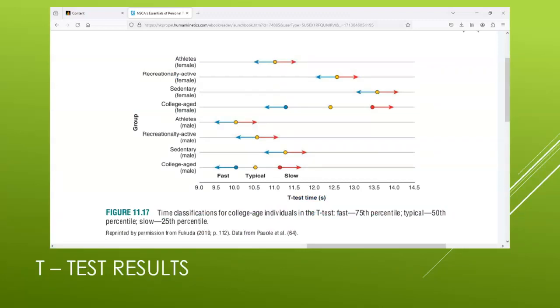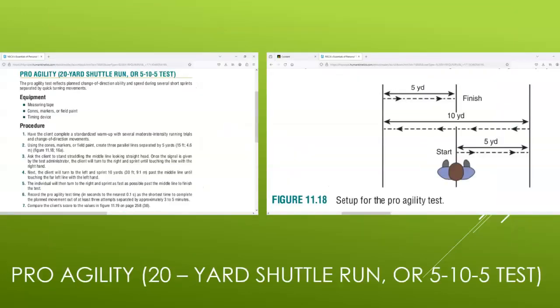Now, if we go ahead and switch up, pro agility. The pro agility is many times referred to either as a 20-yard shuttle or a 5-10-5, so named because you start in the middle and you sprint to the left 5 yards, you sprint to the right 10 yards, and you sprint back through this line for 5 yards, 5-10-5. So think of it like the T without the T, right? It's just the top part where you're doing the 5-10-5 component.